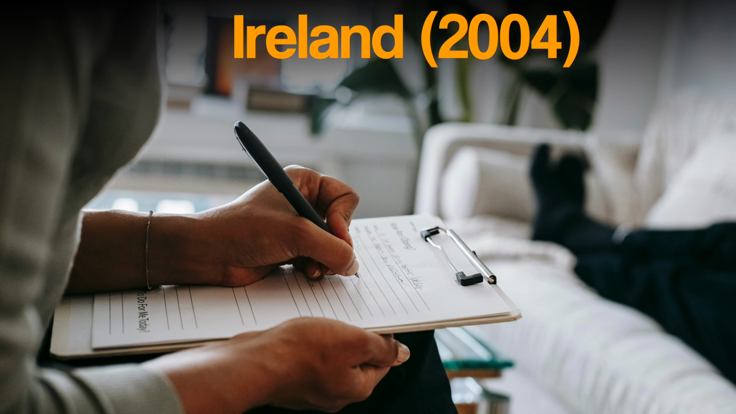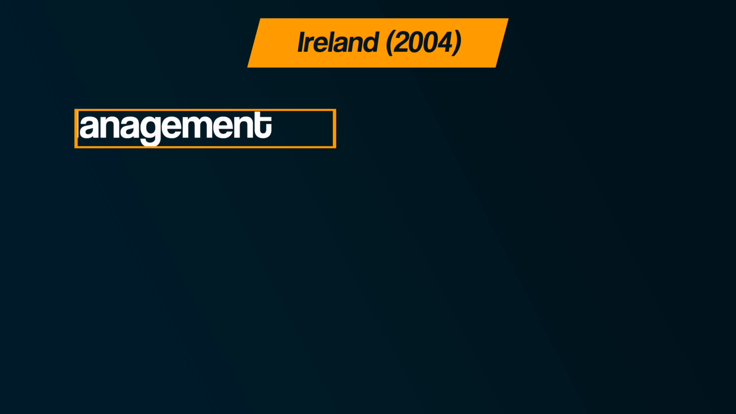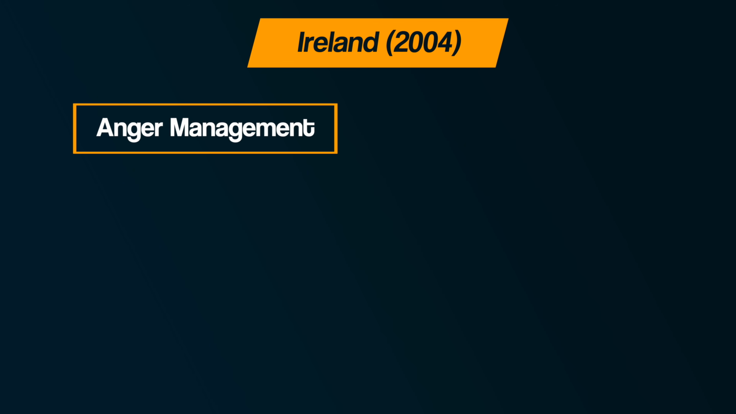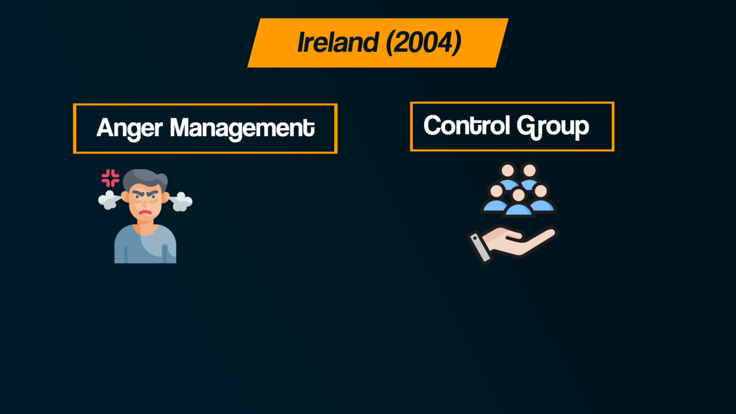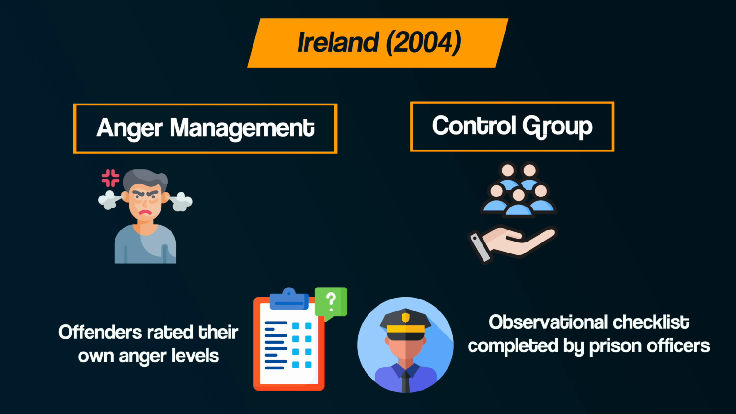One study that explored the effectiveness of anger management in offenders was conducted by Ireland in 2004. The study focused on 50 young male offenders who were divided into two groups: the intervention group, who participated in an anger management program, and the control group. To measure changes in anger and aggression, both groups completed two assessments: a self-report questionnaire where offenders rated their own anger levels, and an observational checklist completed by prison officers, which recorded incidents of angry or aggressive behaviour.